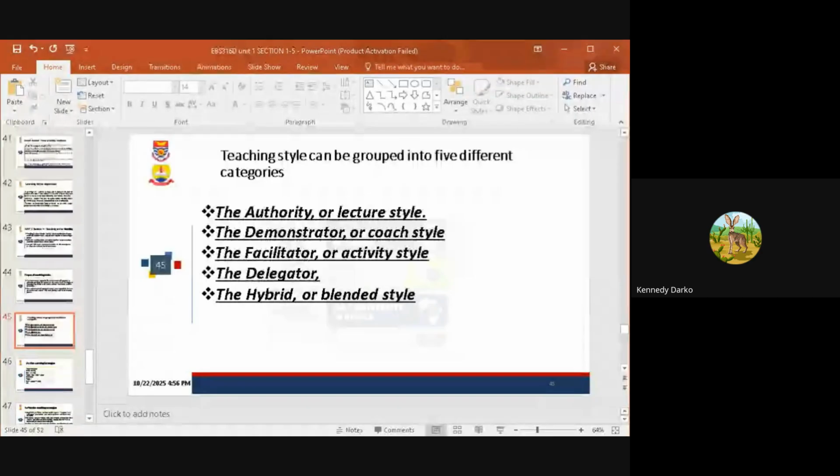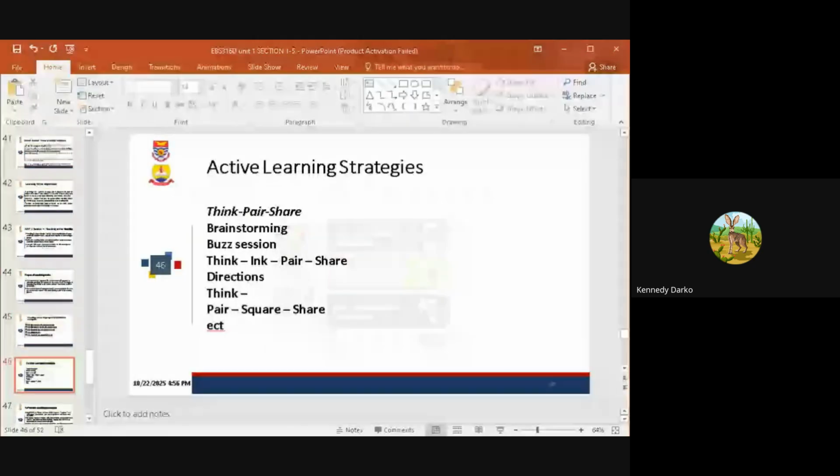Teaching style can be grouped into five different categories. We have the auditory or lecture style. We have the demonstrator or coach style. We have the facilitator or activity style. Then we have the delegator, where you delegate. Then we have the hybrid, where you put all these together as one, or the blended style. Now, active learning strategy: think, pair, share. You can put them in twos and give them a problem. They think about it, then share. Now you come and tell us the answer. So we say think, pair, share.